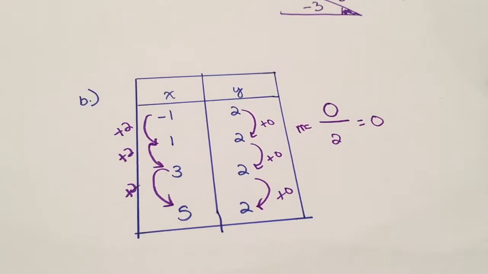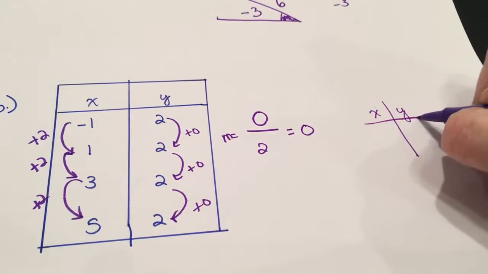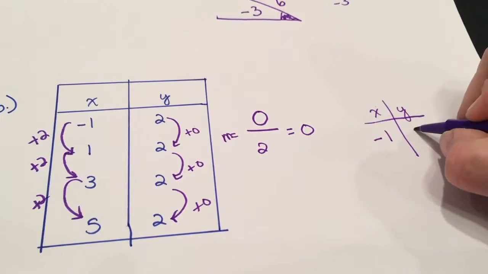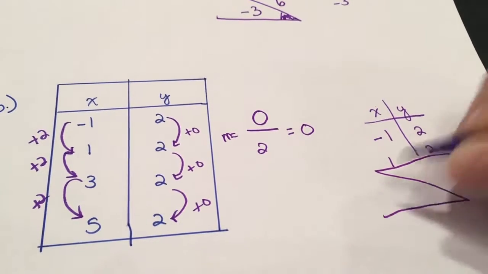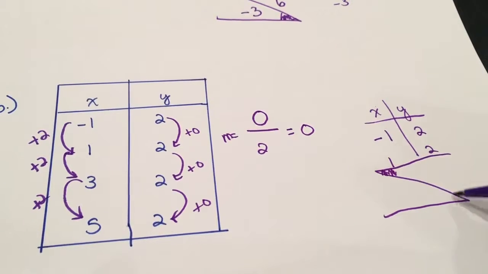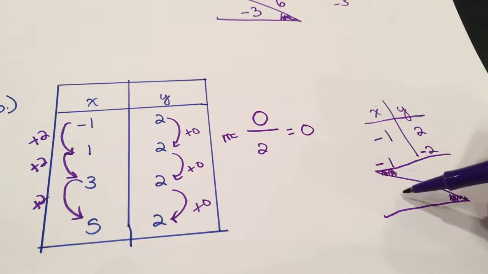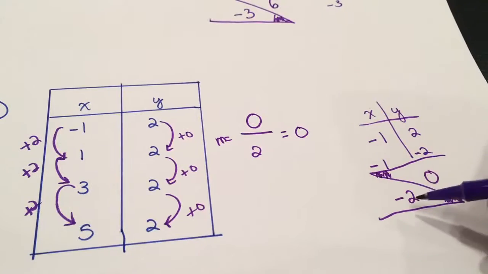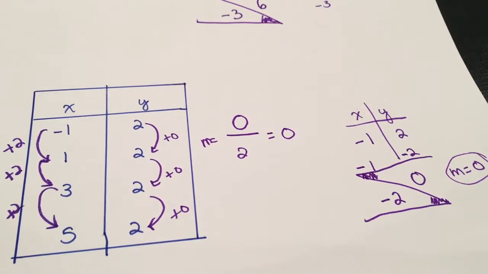That's one method. The other method is with this XY chart. Again, I pick 2 points. Mask of Zorro. And we're going to put these negatives, and I end up with -2 and 0. And 0 over -2 again is equal to 0. So my slope here is 0 for this one.